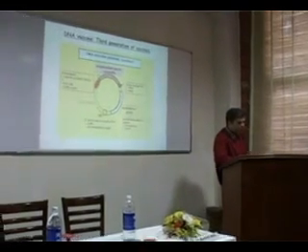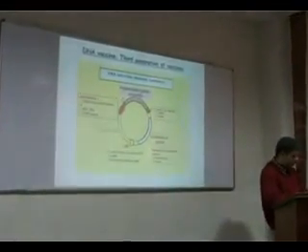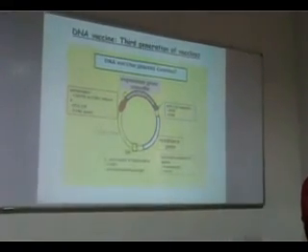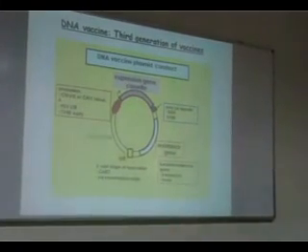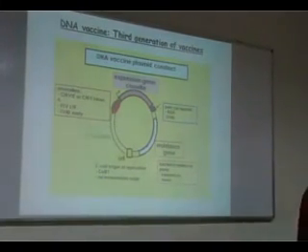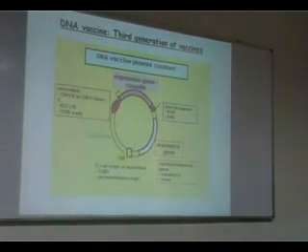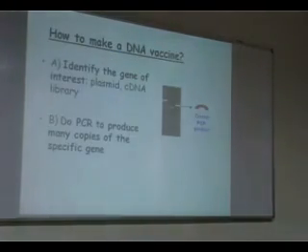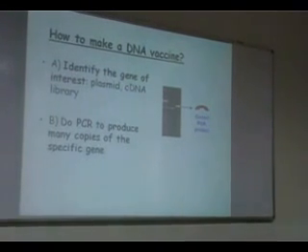So the area we work on mainly is DNA vaccines. This is the third generation of vaccines. Now the idea here is, instead of making the proteins and all these bacteria, you just identify, and I can take you briefly through the process, a gene of interest in a pathogen, like let's say this factor X.